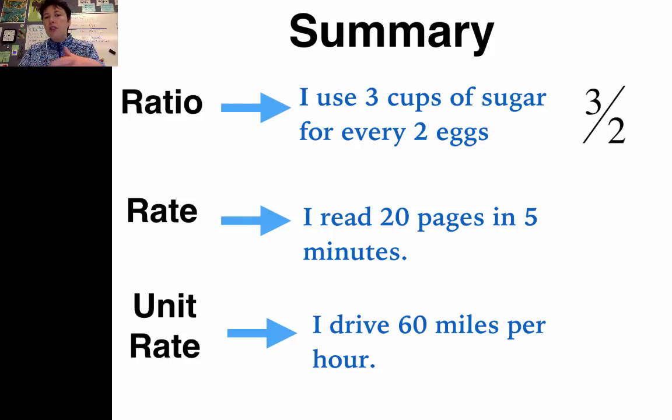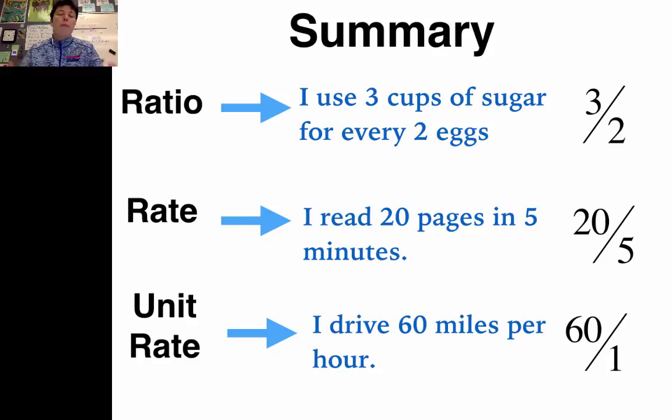3 cups of sugar for 2 eggs is 3 over 2. 20 pages in 5 minutes is 20 over 5. 60 miles per hour is 60 over 1. They're all fractions. So ratio, rate, unit rate, they can all be written as a fraction. But the key thing here is ratio just compares quantities. Rate means you're actually talking about how fast something happens. And unit rate is how fast something happens with 1 in the denominator.